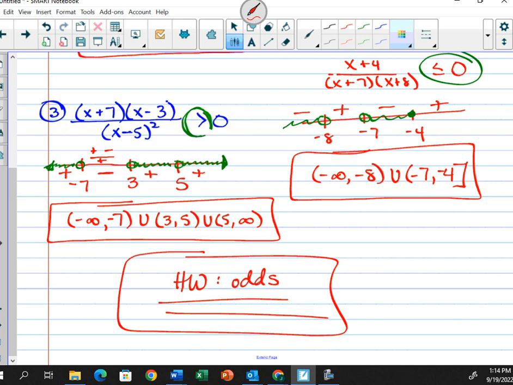Guys, what are you doing on the worksheet? Which problem? Odds.